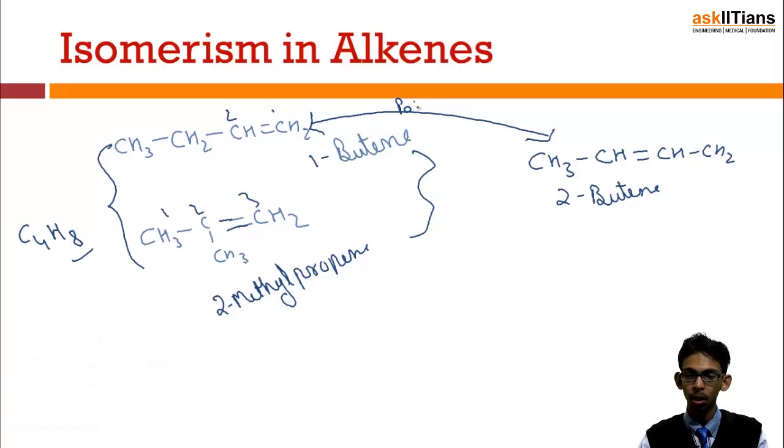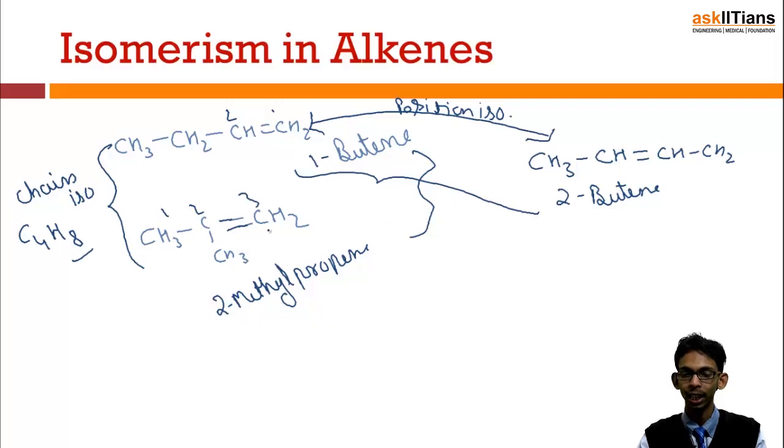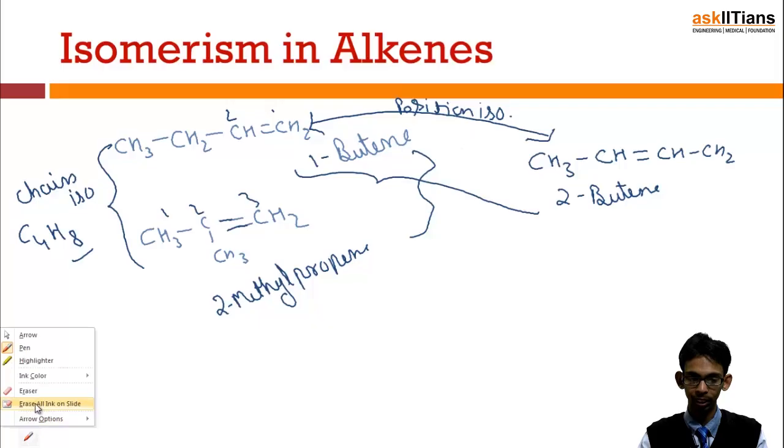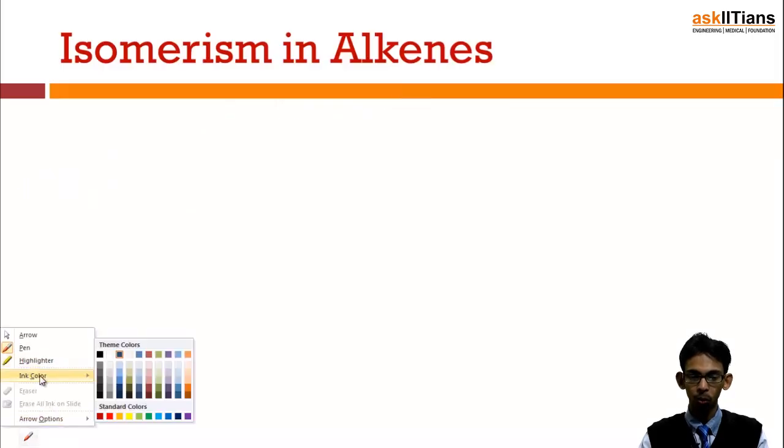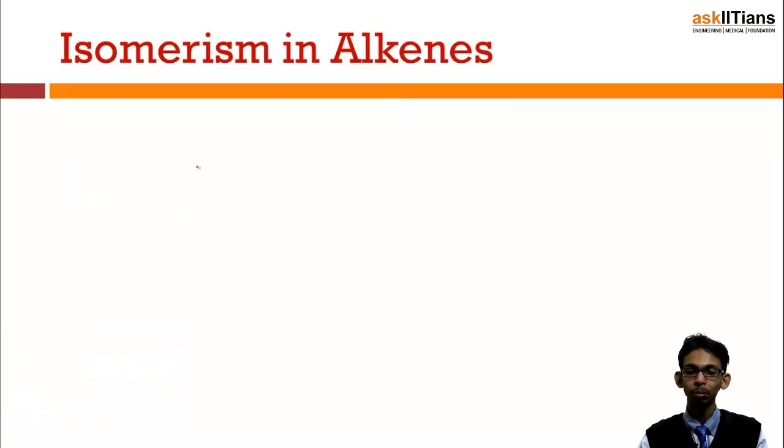This is known as position isomerism, because in both of these compounds there is a difference in position of the carbon-carbon double bond, while these two are chain isomers. So these are the two types of structural isomers possible in case of alkenes, chain isomers and position isomers. Now another type of isomerism which we discussed in case of alkenes was geometrical isomerism or cis-trans isomerism.